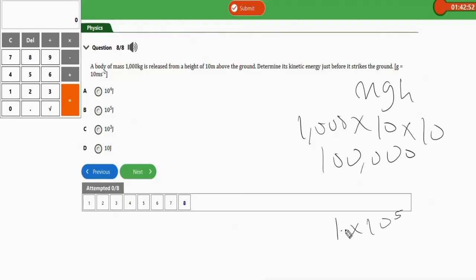So 1.0 times 10 to the power 5 is the same thing as 10 to the power 5. So the correct option in this question is what? Option B, 10 to the power 5 joules.